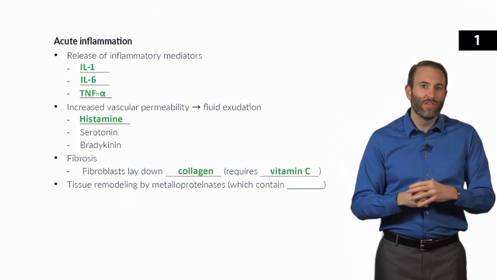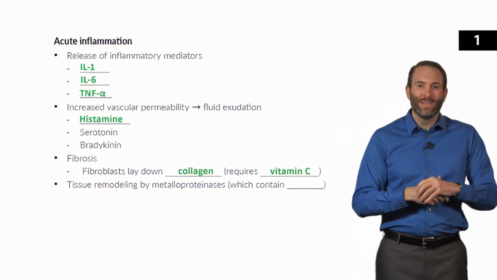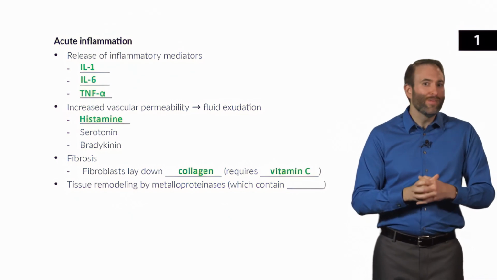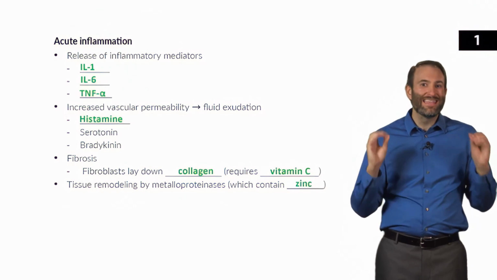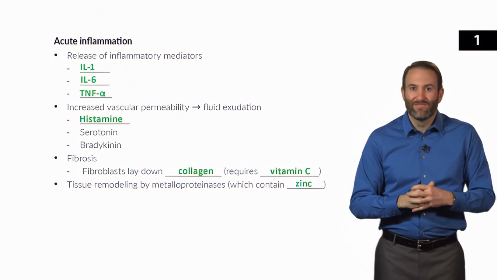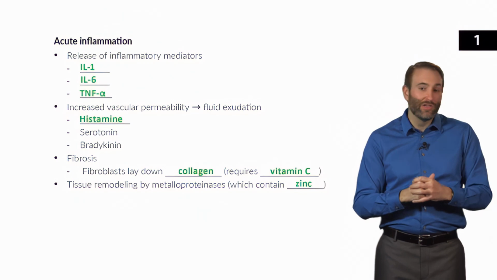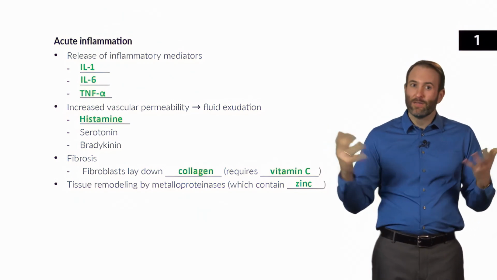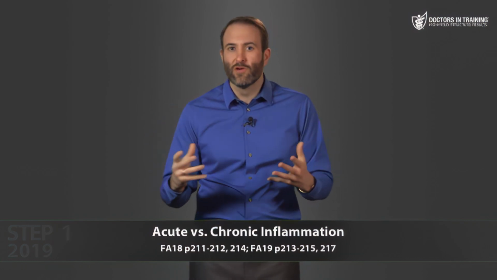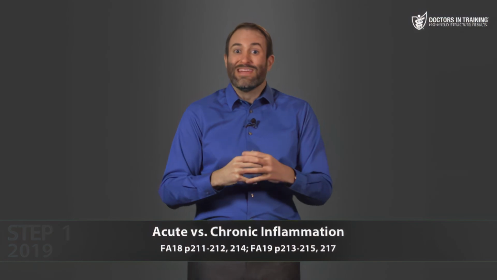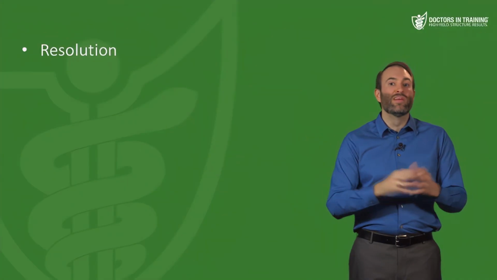Now, the enzymes that do this are the metalloproteinases. They're called metalloproteinases because they require a metal in the enzyme, specifically zinc. So that's another substance that's vital in the healing process, zinc. So you need vitamin C and you need zinc. Now, there are different outcomes of the acute inflammatory processes. Ideally, the normal structure and function are restored, and it's like the injury never happened, and that's called resolution.